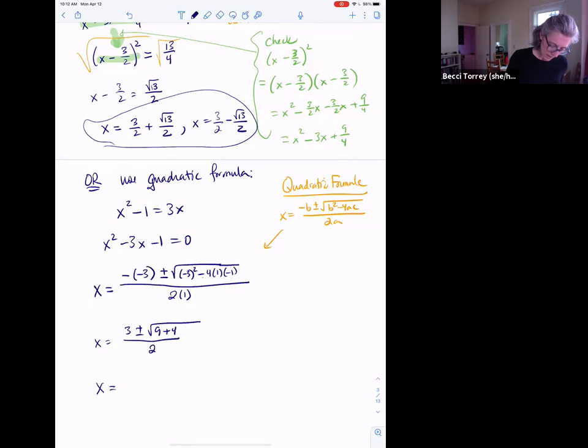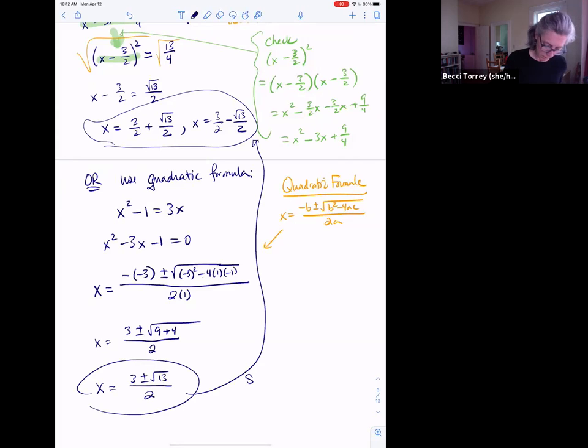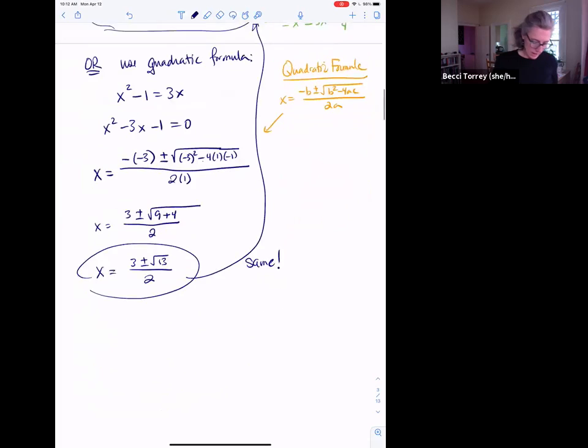So this is x equals 3 plus or minus the square root of 13 over 2, which is the exact same thing we got here, which is a good sign, right? So if you're on the Friday assessment and you have extra time, you can do it both ways and check to make sure you get the same answer. But either one is fine. If you're more comfortable with one or the other, you can take your pick. Is that okay? Any questions?